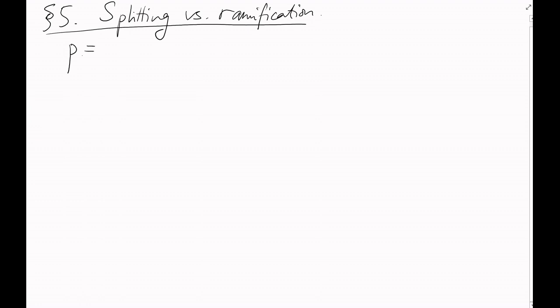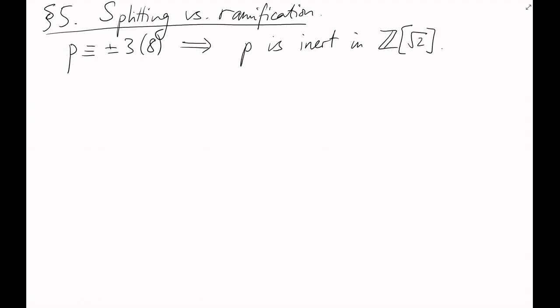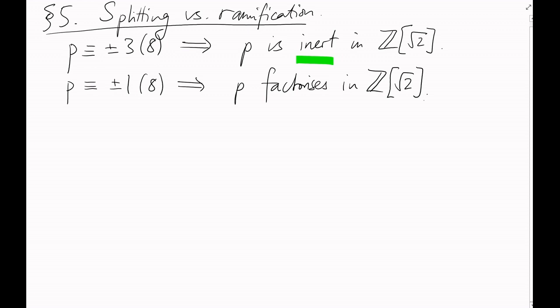Section 5. Splitting versus ramification. We now know that if p is 3 or minus 3 mod 8, p is inert in Z adjoin root 2. And if p is 1 or minus 1 mod 8, then p factorizes further in Z adjoin root 2 somehow. But we've identified two kinds of factorization: splitting, a product of two different primes, and ramification, the square of a prime up to units. Which one is it?